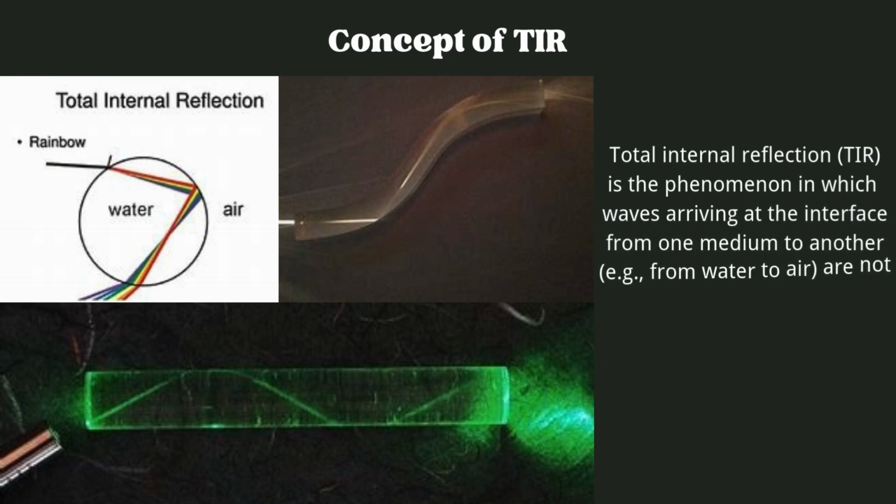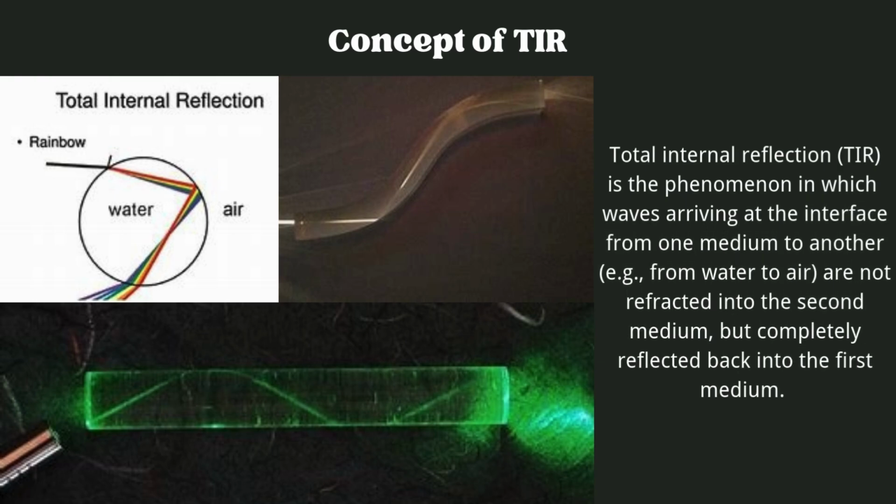So, what is total internal reflection? In physics, total internal reflection (TIR) is the phenomenon in which waves arriving at the interface from one medium to another are not refracted into the second medium, but completely reflected back into the first medium. It occurs when the second medium has a higher wave speed, in other words, lower refractive index than the first, and the waves are incident at a sufficiently oblique angle on the interface. For example, the water-to-air surface in a typical fish tank.